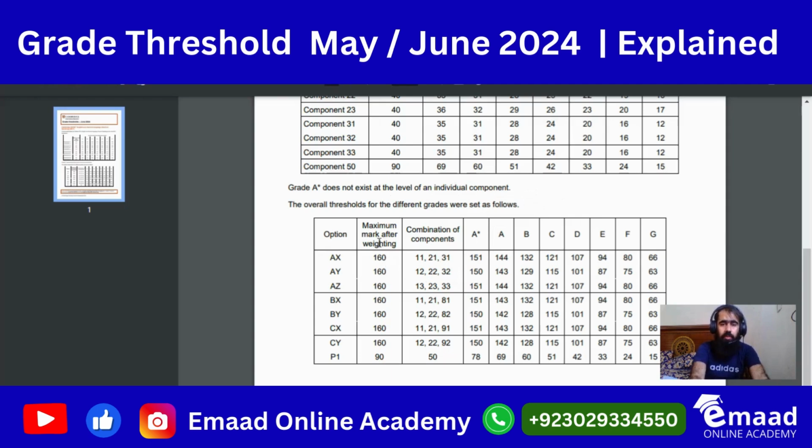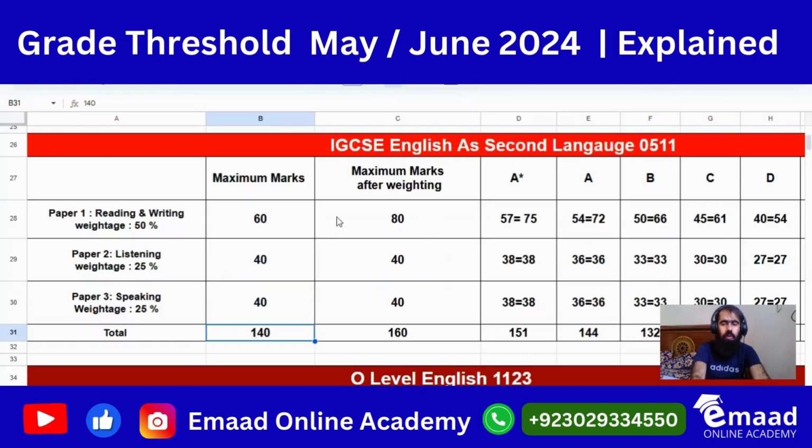So the maximum mark after weighting, this is a system by Cambridge where they create a maximum mark of 160 for weighting. So you have to convert the marks that you get in your paper according to the weightage. According to the weightage, we have to make three sections of 160 marks to calculate. I have made all these calculations to make things easy for you. These calculations are valid for variant 1, but you can see there is a slight difference between other variants, so whatever country you are living in and whatever your Cambridge zone is, you can easily calculate your marks accordingly.